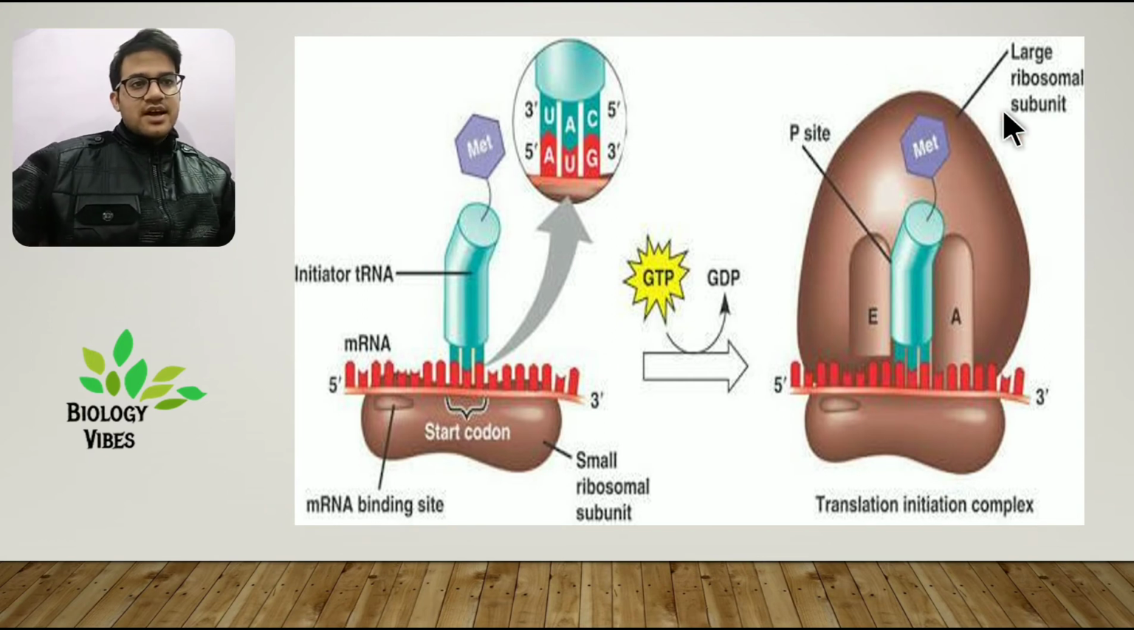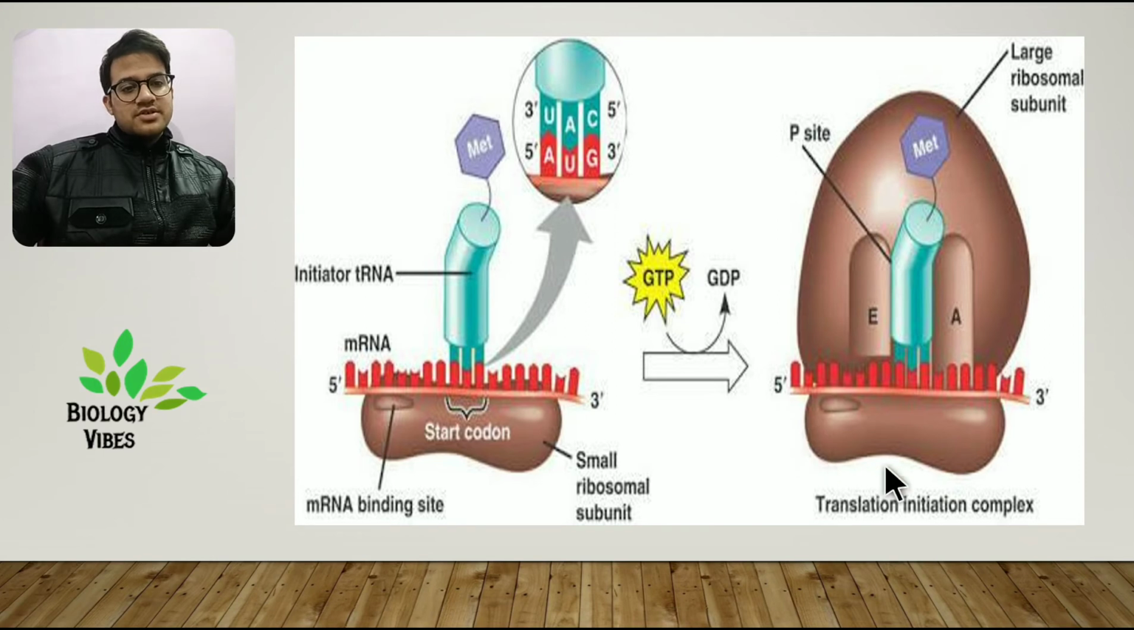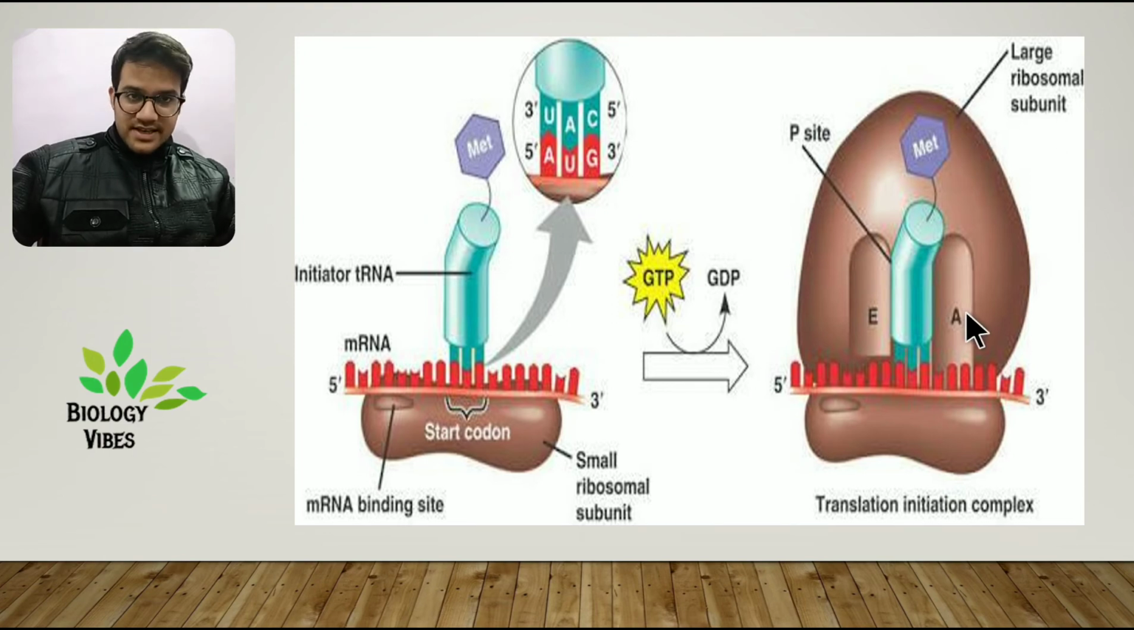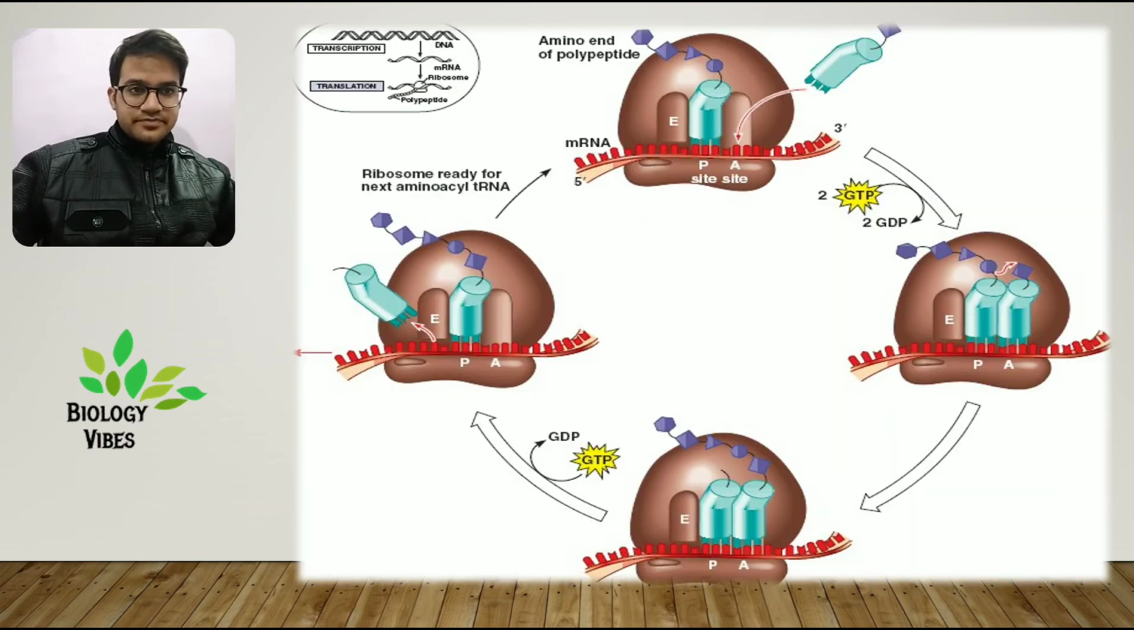So if you see, there's a larger subunit in the ribosome and a smaller subunit in the ribosome. In the middle we have the mRNA. There are three sites in the ribosome: E site, P site and A site. E site is the exit site, P is the peptide site, and A is the amino acid site. So the first tRNA will come into the picture and it will bind here, carrying an amino acid, methionine, at the P site. Now the second amino acid will come to the A site. Now let's see how it goes.